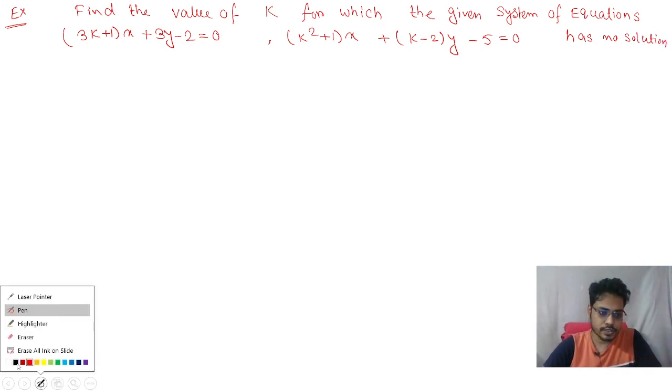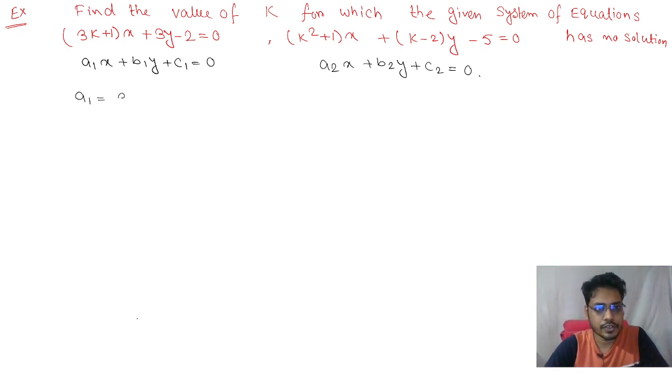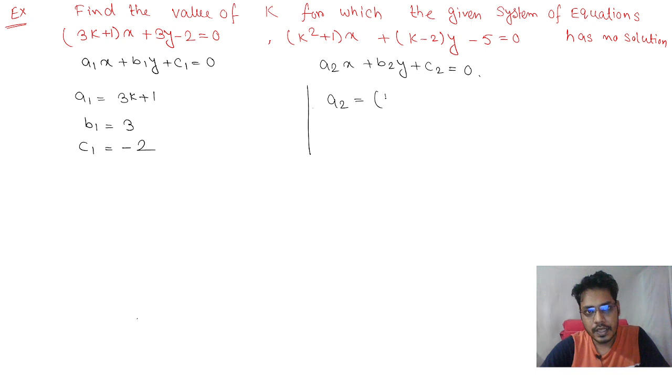As it has no solution, first we have to write it in the form a1x plus b1y plus c1 is 0, and a2x plus b2y plus c2 is equal to 0. It is already written in this form. So now from here you get a1 is 3k plus 1, b1 is 3, c1 is minus 2. Now here you get a2 is k square plus 1, b2 is k minus 2, and c2 is minus 5.